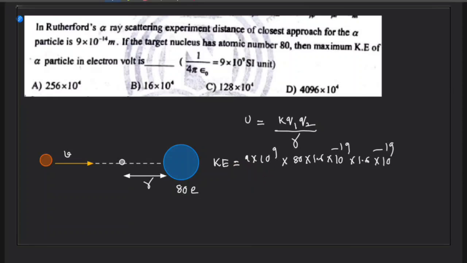So there is a mistake here. What is the alpha particle charge? This is 2 times the proton charge, so into 2. Divided by the R value, which is 9 into 10 power minus 14.